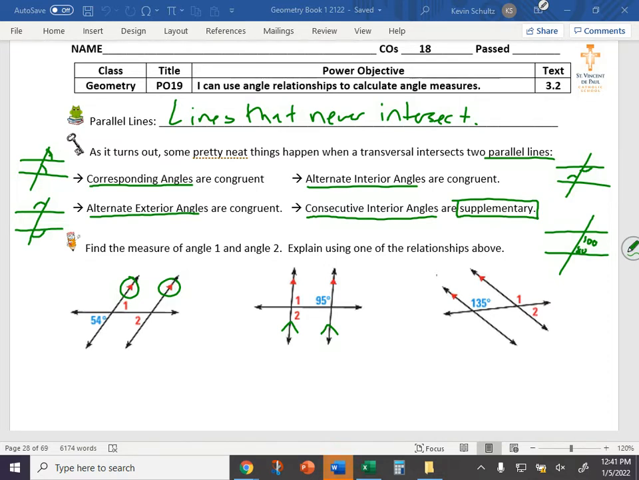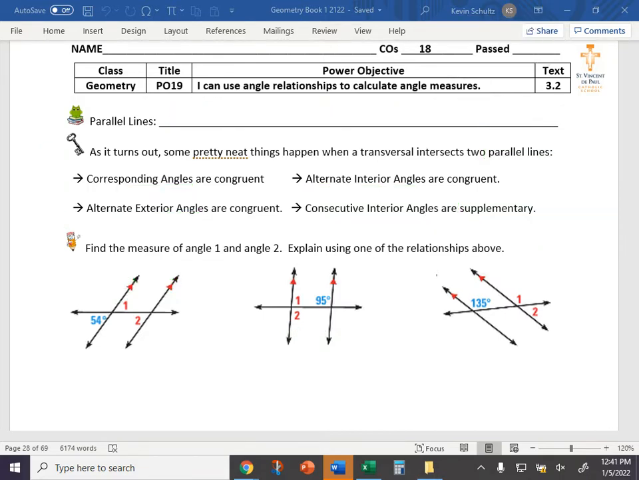And these relationships only exist when you have parallel lines. You must know that the lines are parallel in order to know that these relationships exist. Questions on any of that? Because once you know this, your toolbox just like doubled in size. Because what you're able to solve for now, what you're able to determine knowing this, is a lot of stuff.